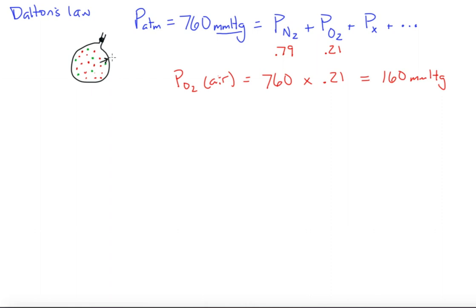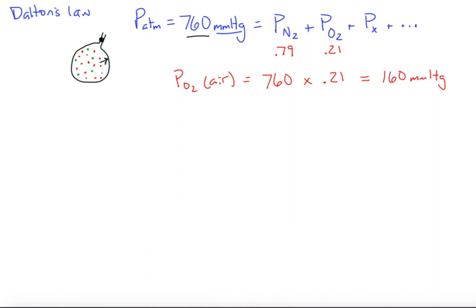Now, if it's in a balloon, it's going to be higher than the 760 we talked about here because it's being compressed by the balloon. But the idea still holds. Whatever the pressure is inside the balloon, 79% of that pressure will be due to nitrogen, because it's air, and 21% would be oxygen.